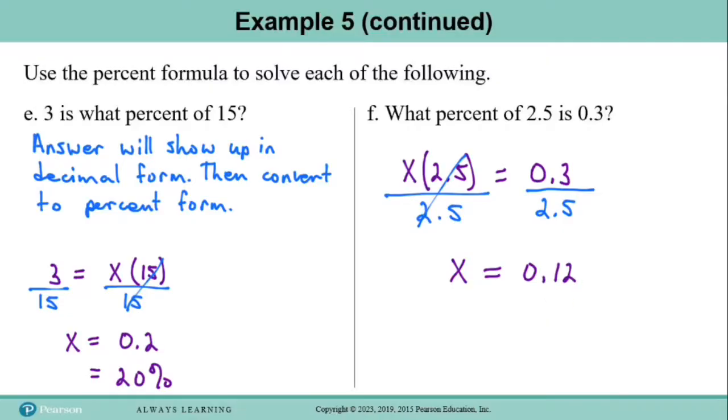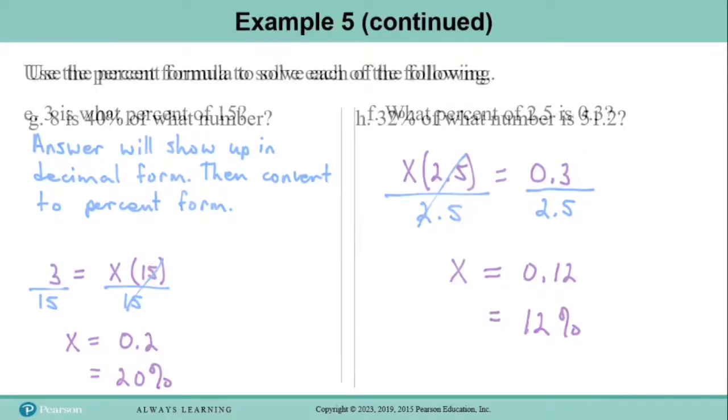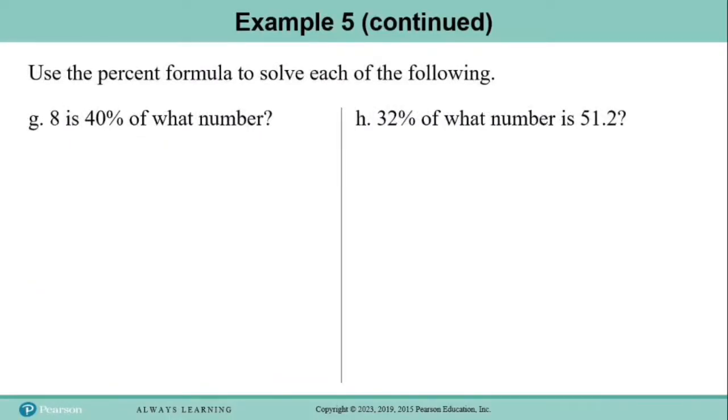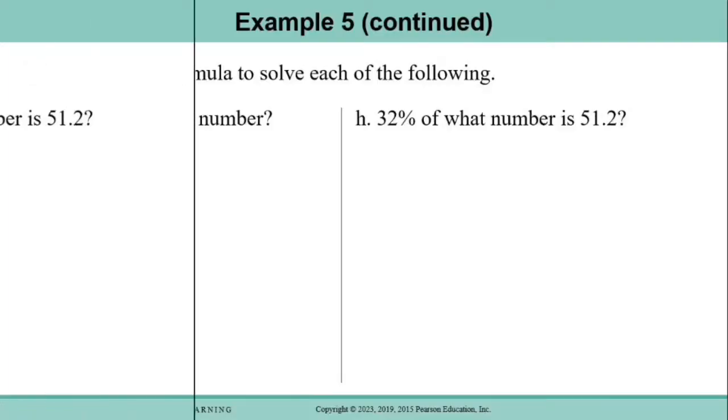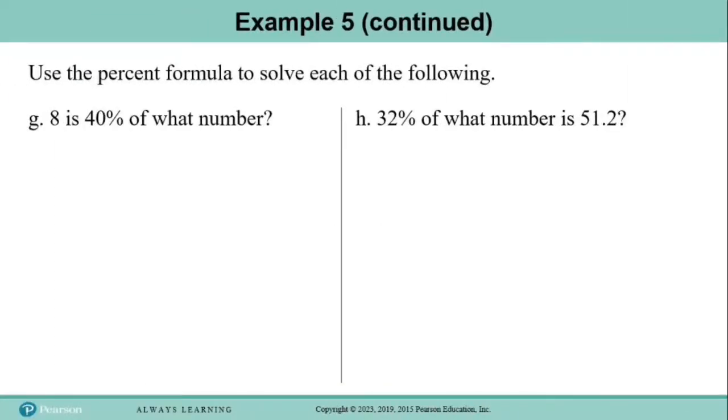0.12. And when we translate this into percent form, we move the decimal 2 places to the right and add the percent symbol, and so we see that x is equal to 12%. So 12% of 2.5 is 0.3. Okay, now we just have a couple more different ones, and if you are feeling pretty comfortable with these, you might want to pause the video and try these on your own and see how it goes. Now let me go through it with you.